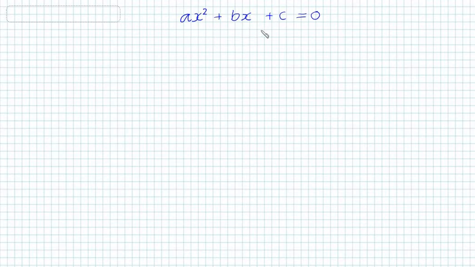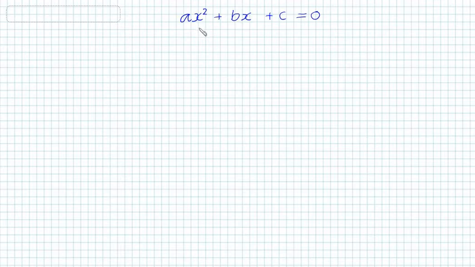Here we have the general quadratic equation written in standard form. We're going to derive the formula for the roots of the quadratic equation by applying the principle of completing the square. Now, as you know, we can only apply the principle of completing the square to one lot of x squared, and here we have a lots of x squared.